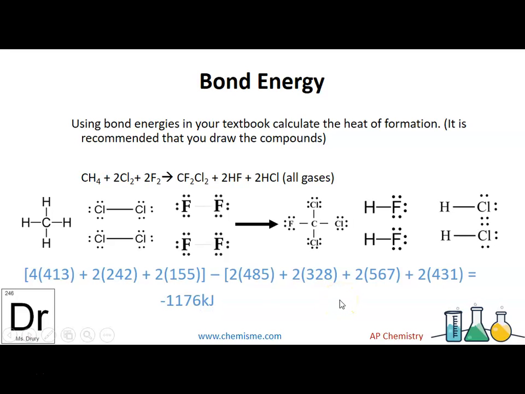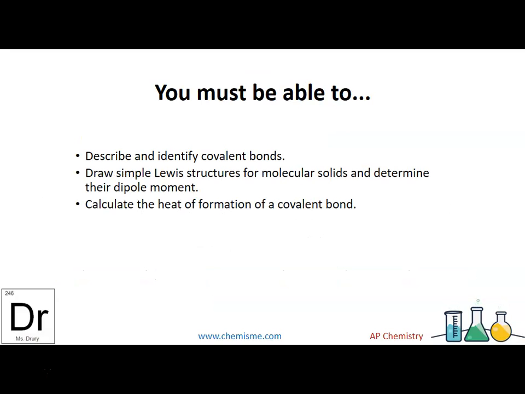What this value means is it's an exothermic reaction, that this reaction will spontaneously happen at this temperature as long as it's also entropically favorable, which we're going to get to later in the year. It's a more stable compound when it forms because it's exothermic. At this point, you should be able to identify covalent bonds, draw their structures to determine their dipole moment with an arrow, and also calculate the heat of formation of covalent bonds.